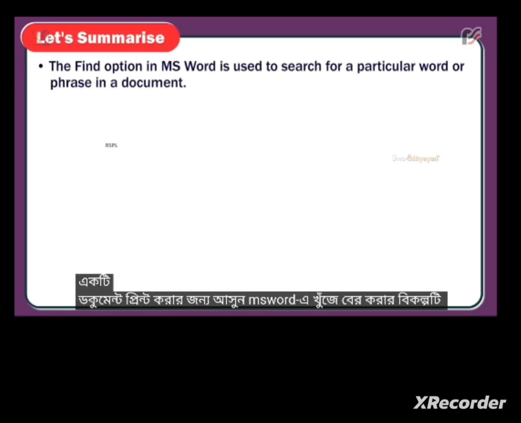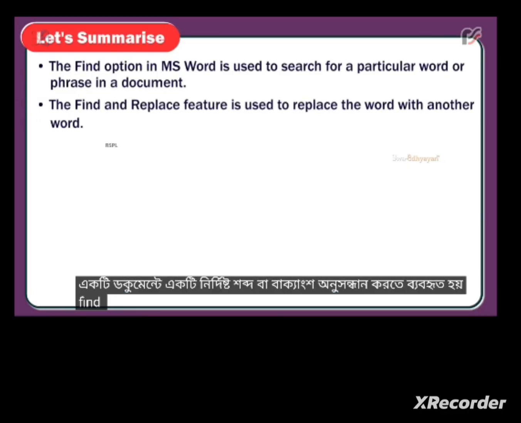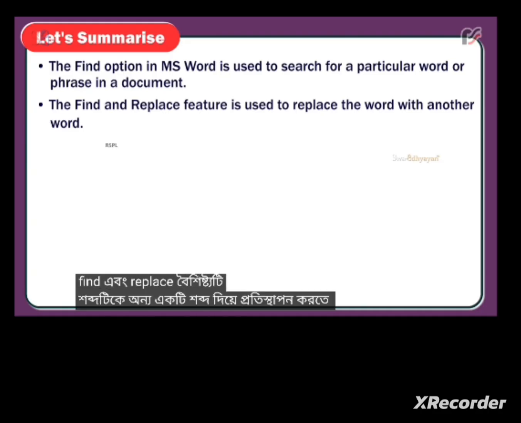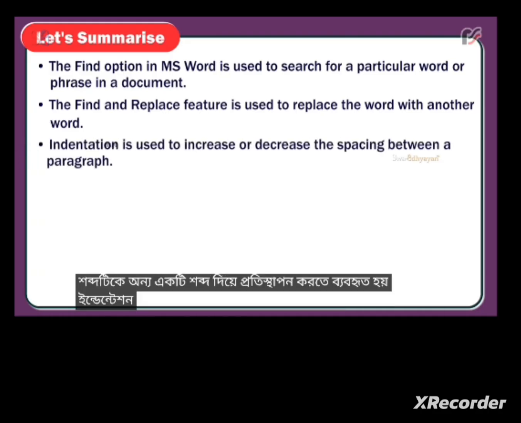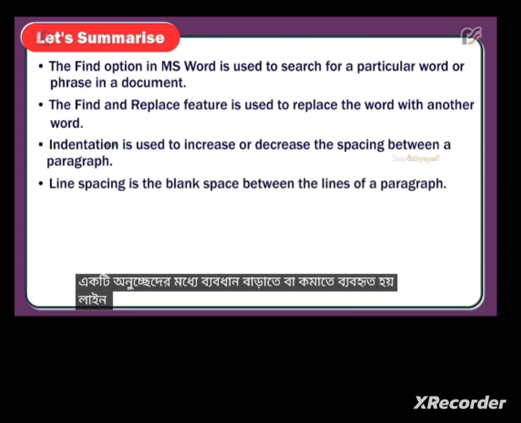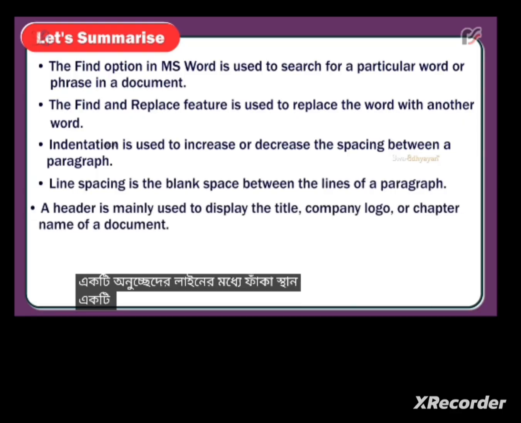Let's summarize. The Find option in MS Word is used to search for a particular word or phrase in a document. The Find and Replace feature is used to replace the word with another word. Indentation is used to increase or decrease the spacing of a paragraph. Line spacing is the blank space between the lines of a paragraph.